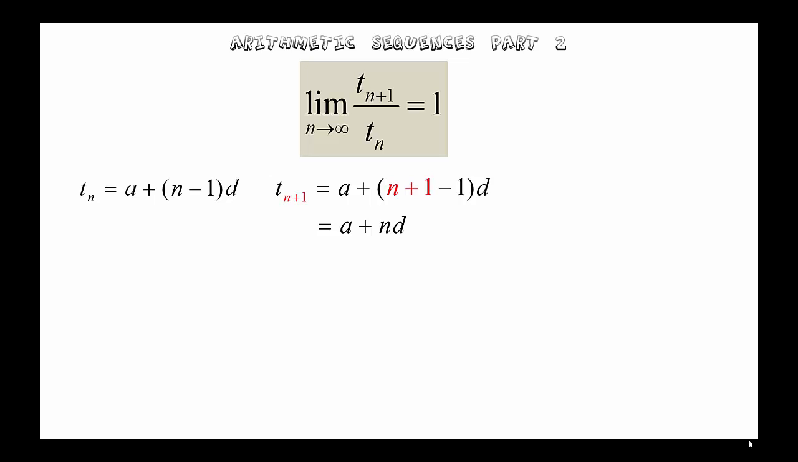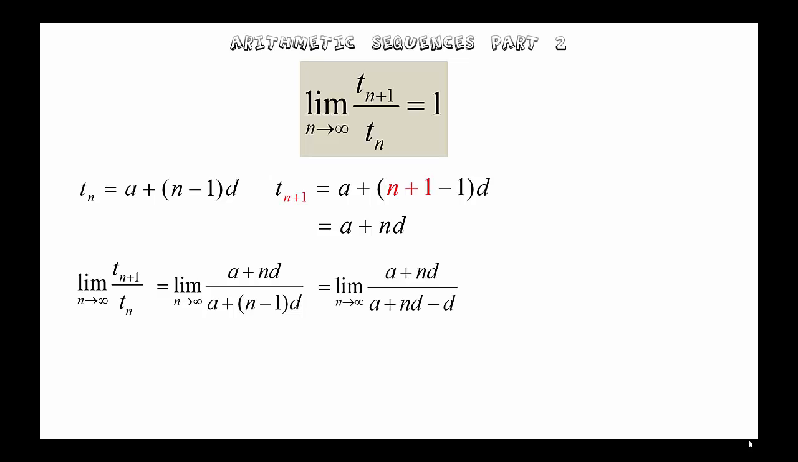What we can do now is to substitute those two expressions into our expression at the top. So we have the limit as n approaches infinity of the ratio of the two terms, and having made the substitution, we now have in the numerator a plus nd and in the denominator a plus (n minus 1)d. Simplifying the denominator, we have a plus nd minus d. What we're going to do now is to see what happens to the terms in the numerator and in the denominator for large values of n, in other words, as n approaches infinity.